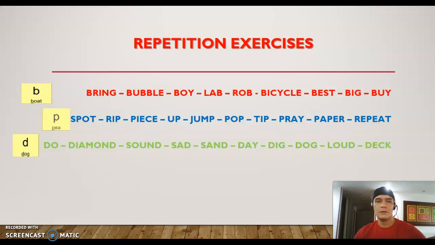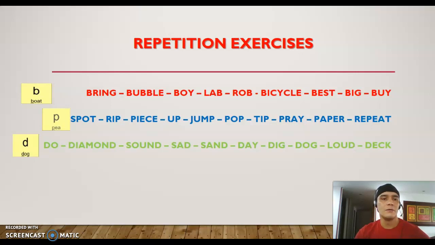Now with the p sound: spot, rip, piece, up, jump, pop, tip, pray, paper, repeat.